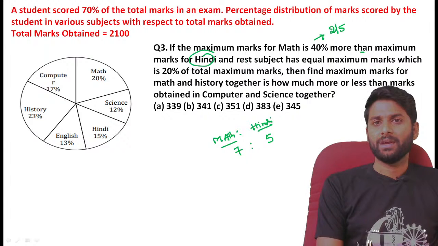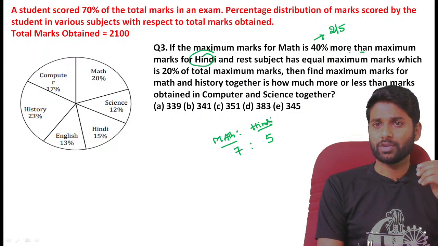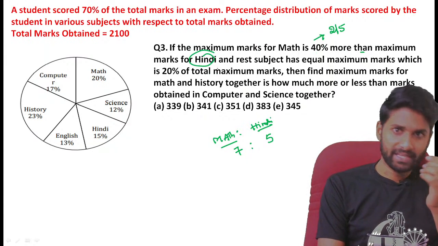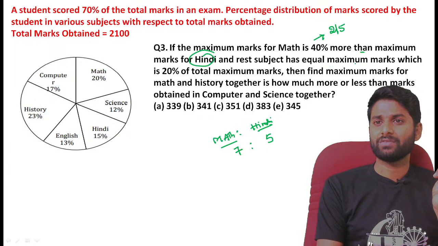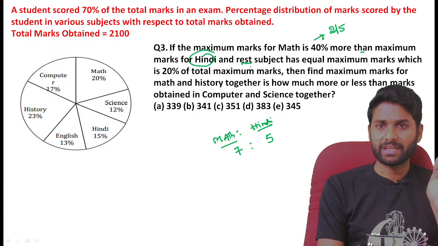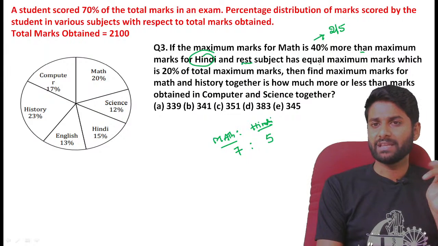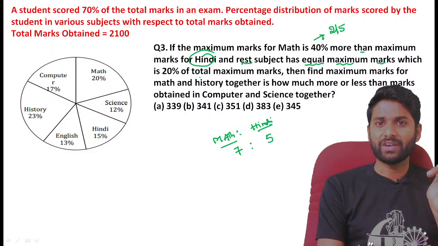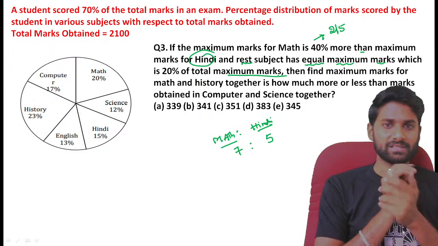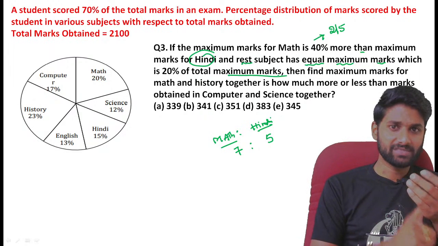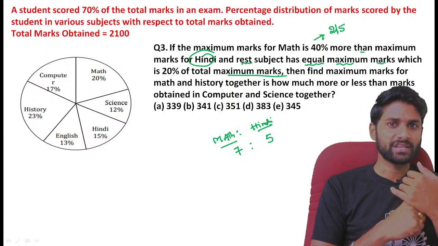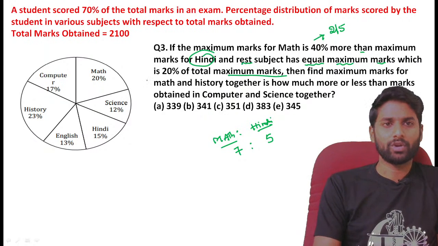Next calculation. Now the maximum marks of maths is 40% more than the maximum marks for Hindi. And rest subject is equal max. So rest of the remaining subjects except these two, the remaining subjects have equal maximum marks, which is 20% of total maximum marks. Now see, they are getting equal marks, which is exactly equal to 20% of maximum. Here the important model here.